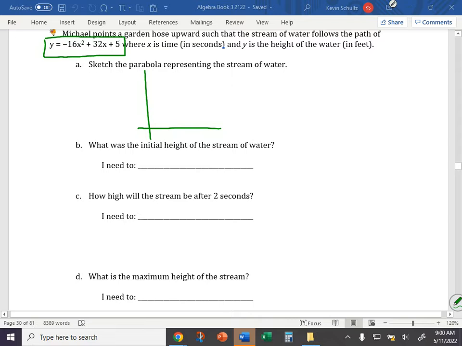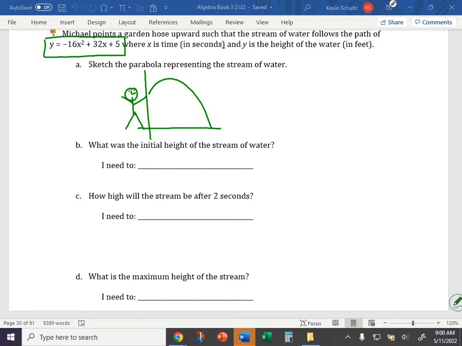So we are working with that top right part of the coordinate plane. We'll say Michael is standing over here. Here's Michael. So he's holding the hose, and the stream of water comes up and it comes down. There's our general sketch of what the graph is going to look like.